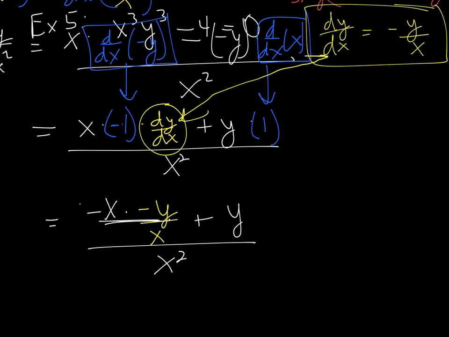So I really have one fraction here, and at this point I'm looking to do some algebraic simplification. Negative x times negative y is really a positive xy over x, but the x's are going to cancel. Negative times a negative is a positive, so I end up with a positive y plus another y gives me 2y over x squared.